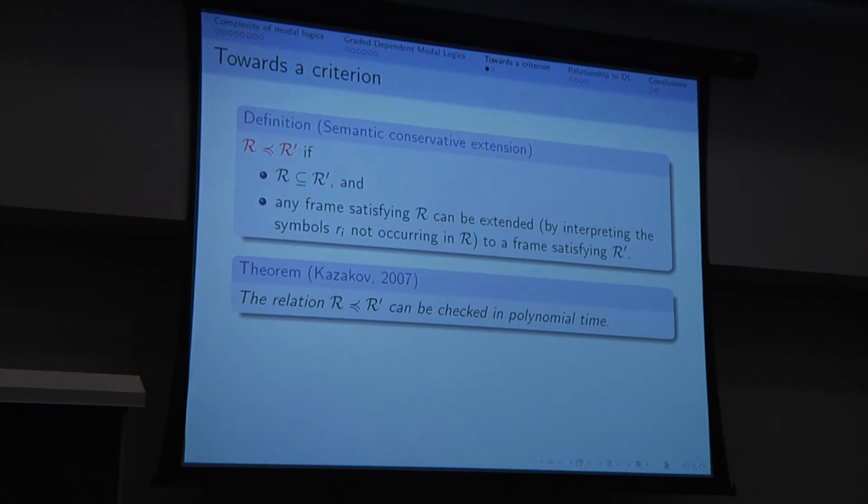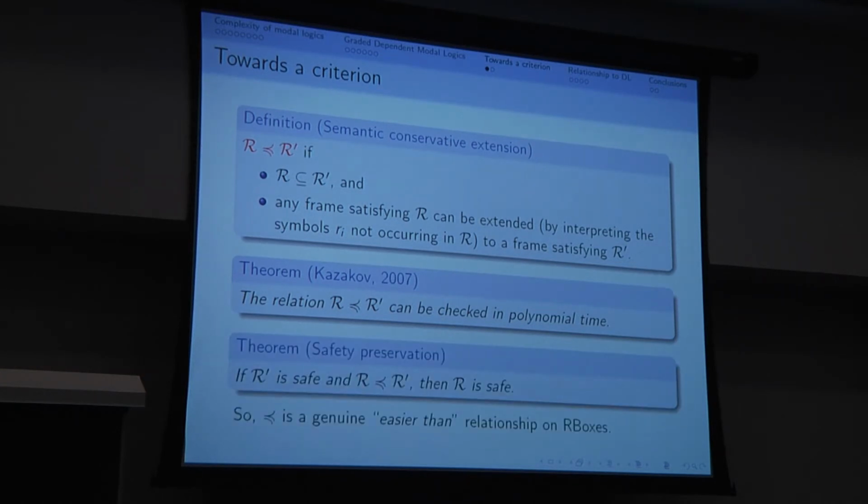And Evgeny Kazakov showed that this relation can be checked in polynomial time. The proof is not quite straightforward, but it's not very hard. And why is this notion useful? This theorem justifies that it is really a useful notion.